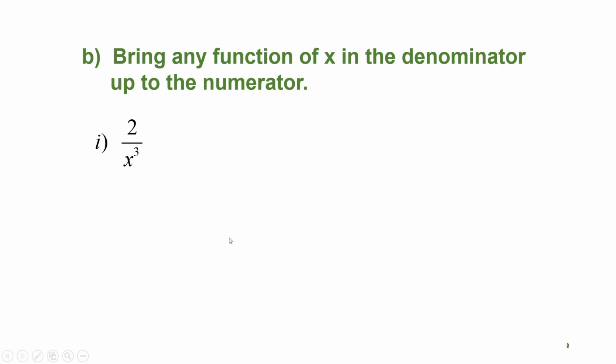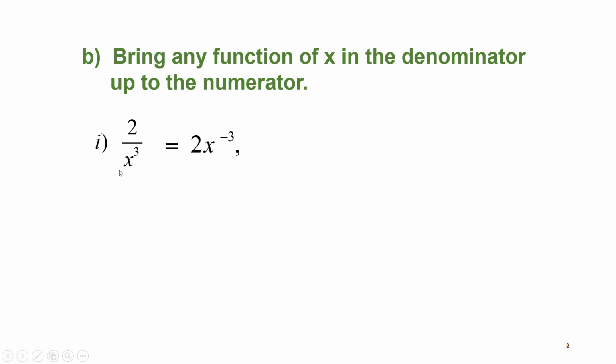For example, this one, you have something 2 over x cube. Now you can't differentiate this straight away, right? Because the x has to be in the numerator. Bring any function of x in the denominator up to the numerator. So this x cube needs to go up first before you differentiate. That is why we say 2x power -3. This has to come up.